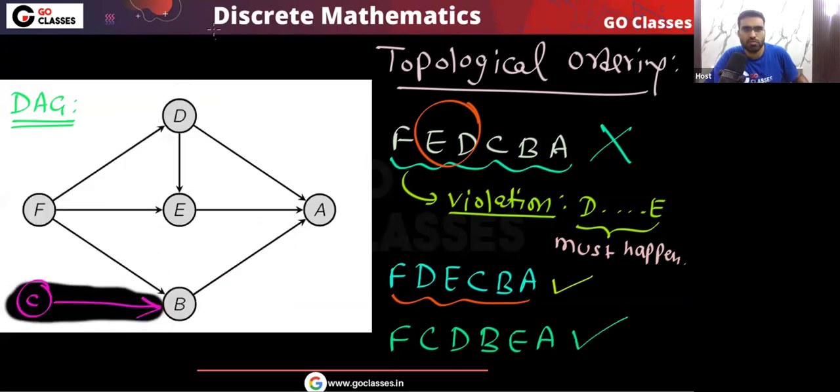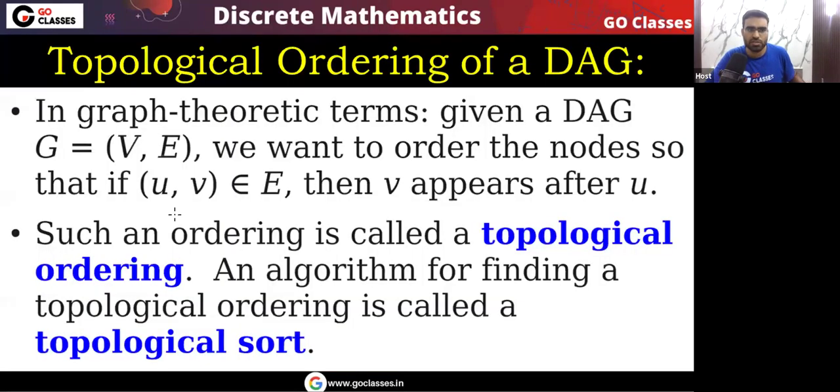I hope you understood. Okay, is this clear? So this is how you can find a topological order. Remember, many topological orders are possible. So this is the simple point. Remember, if I give you a directed acyclic graph, you must have a directed acyclic graph.